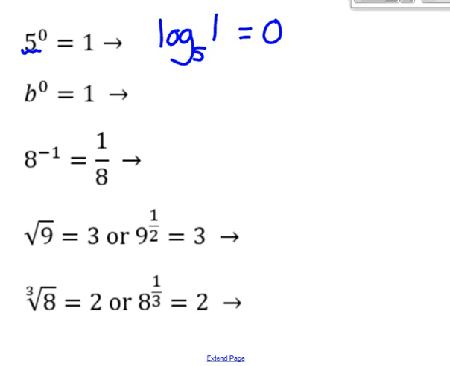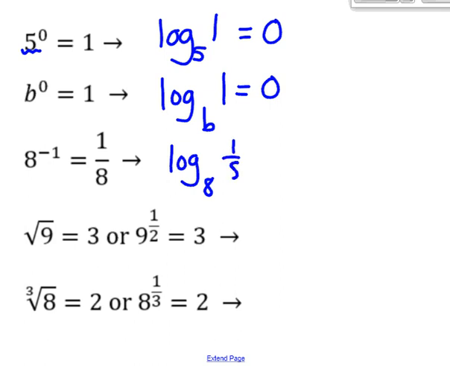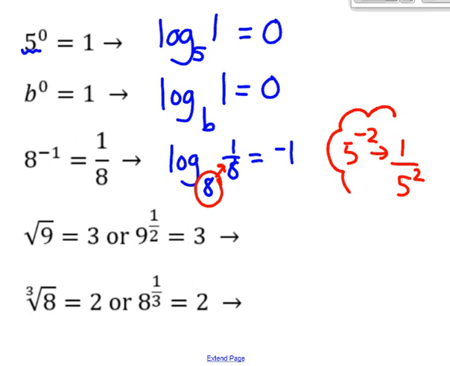Okay, so if I had to do this one, I would do log base b of 1 is equal to 0. This one would be log base 8 of 1/8 is equal to -1. It means what is the exponent I need to give to 8 to get 1/8? And remember, when you have a negative exponent, if you have, for example, 5 exponent -2, it would be 1/5 exponent 2. So remember, negative exponent.